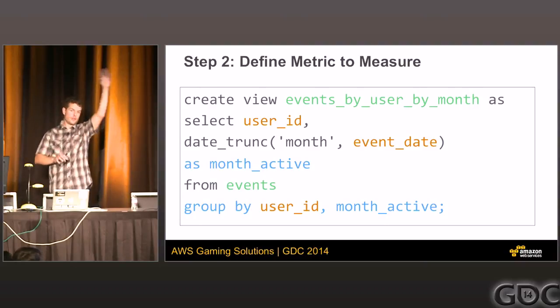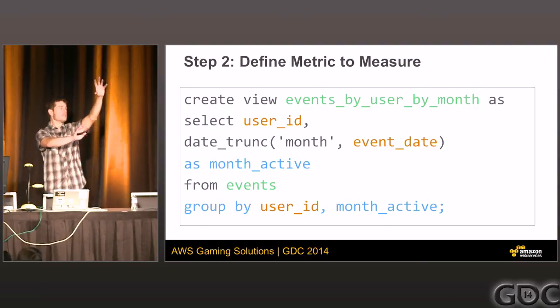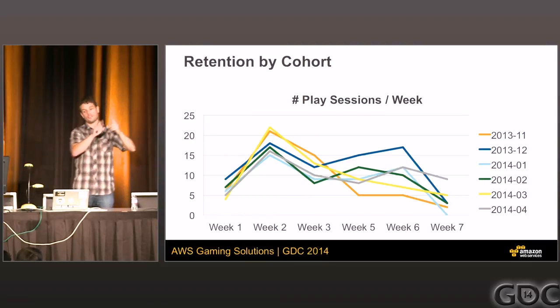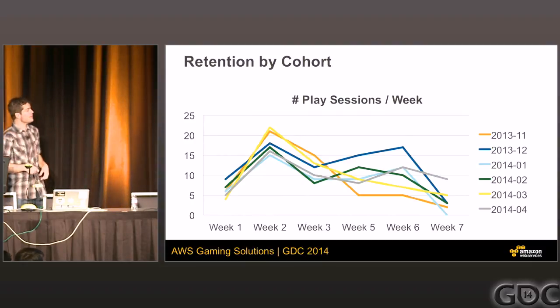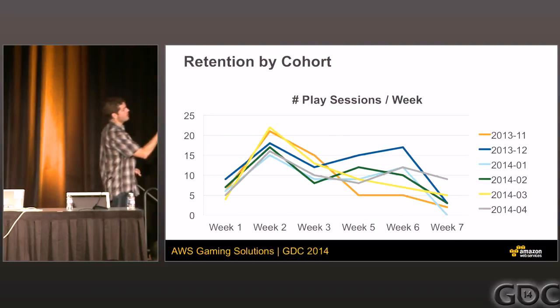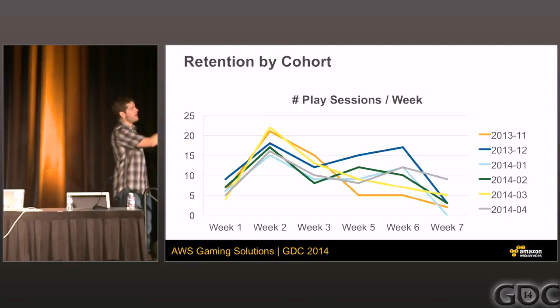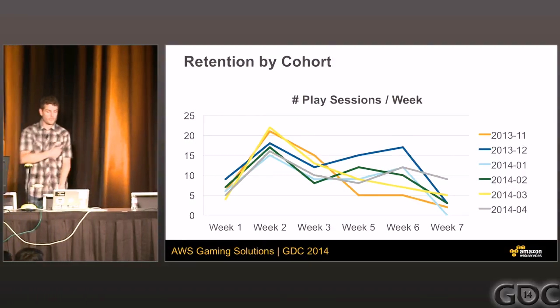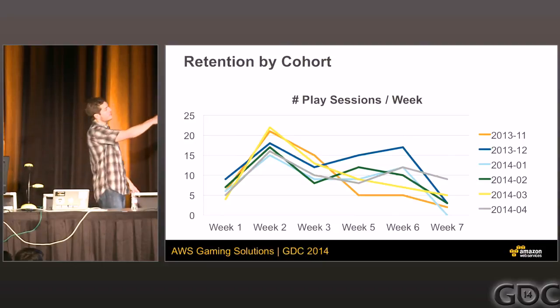So you've got your cohort. You've got what you're going to measure. You'll notice they're both grouped by user ID so that you can correlate the two. And then you can do this kind of analysis. And now this is far more interesting, because now we can say, relative to the first time a person played the game or joined, whatever we're going to do, this is their play pattern.